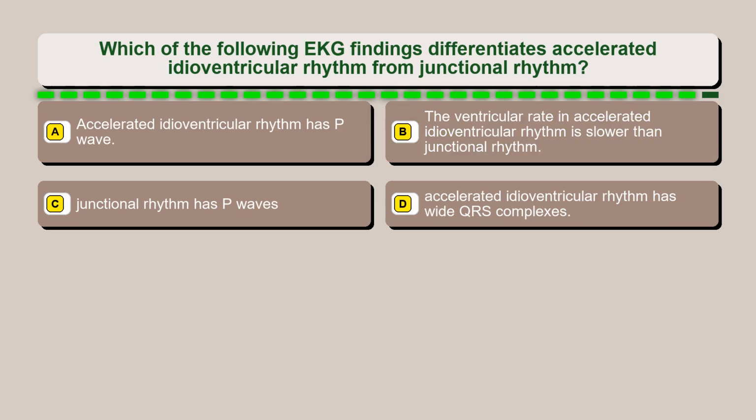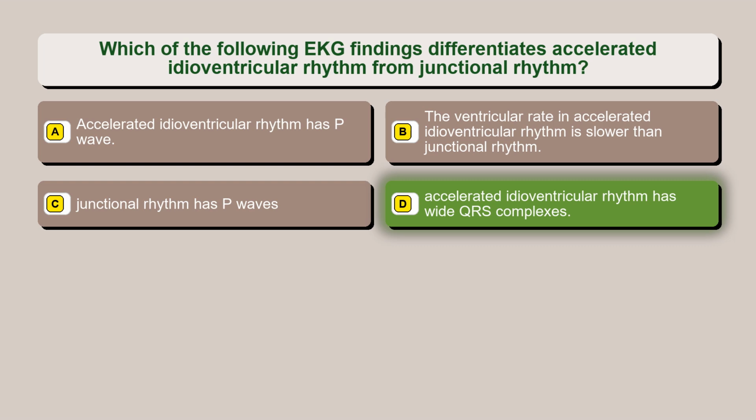Question 47. Which of the following EKG findings differentiates accelerated idioventricular rhythm from junctional rhythm? Option A, accelerated idioventricular rhythm has P waves. Option B, the ventricular rate in accelerated idioventricular rhythm is slower than junctional rhythm. Option C, junctional rhythm has P waves. Option D, accelerated idioventricular rhythm has wide QRS complexes.